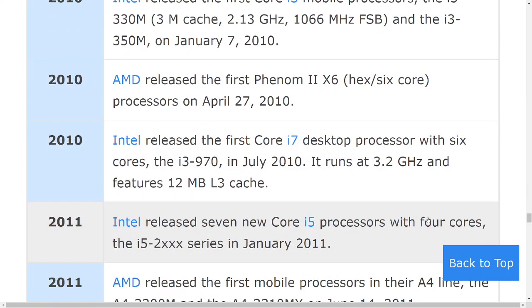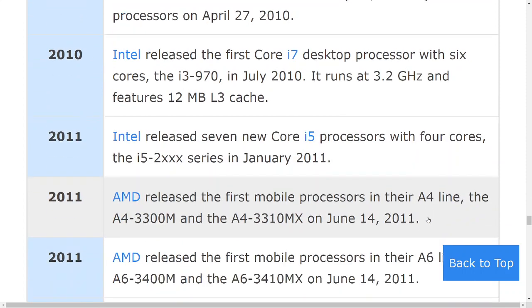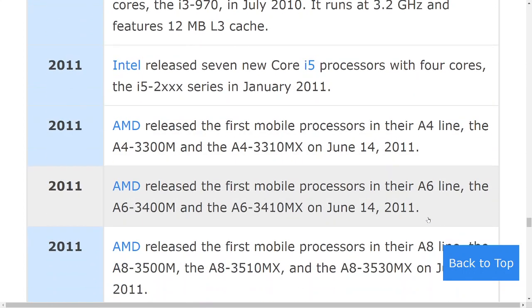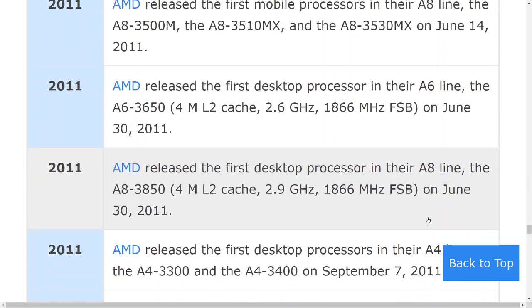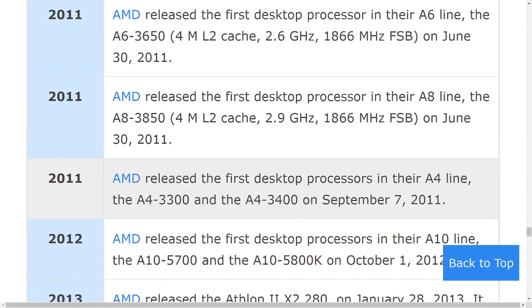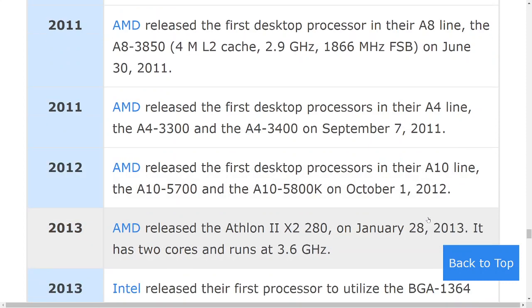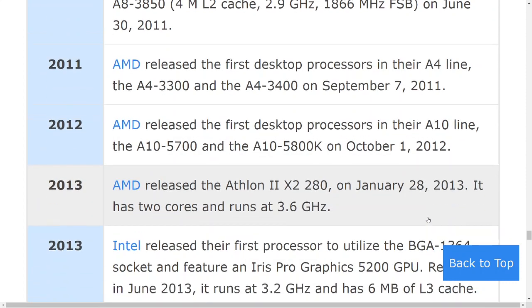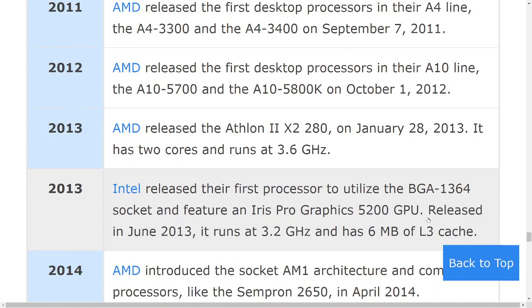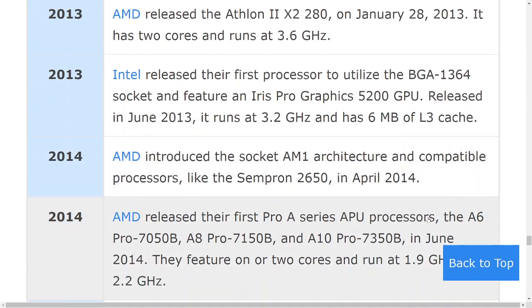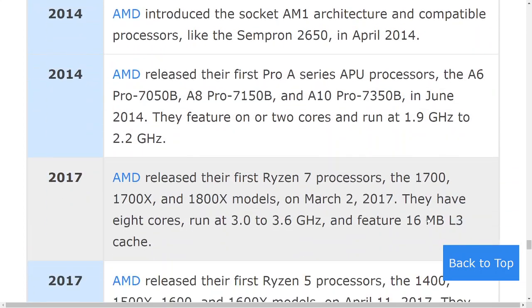So you see that these developments are being made in the recent 2 decades. Now we come a little more closer. Now this is AMD series going on, A10. That is Athlon II. The first Intel processor BGA1364 socket was released. So we just move ahead.